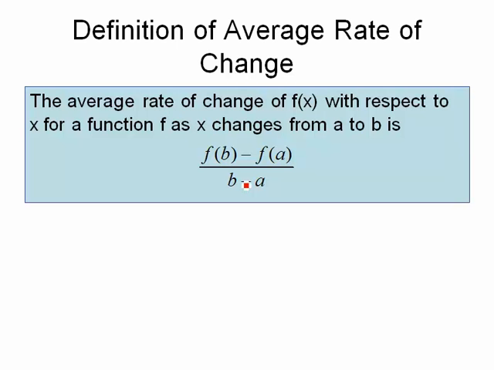So the way we define the average rate of change of any function, not just the position function we were talking about, but any function f of x with respect to x, is f of b minus f of a over b minus a. That means we take b and put it into the function, we take a and put it into the function and subtract it, and then we divide by b minus a.